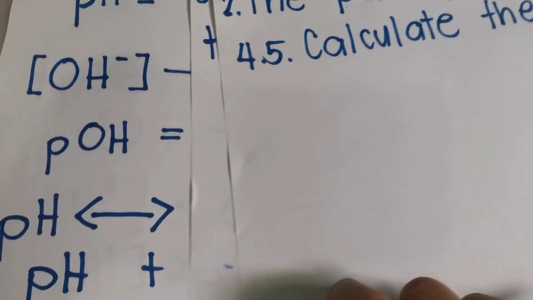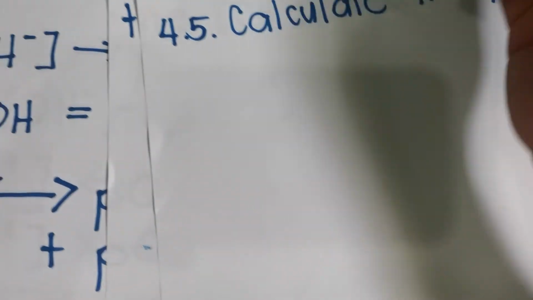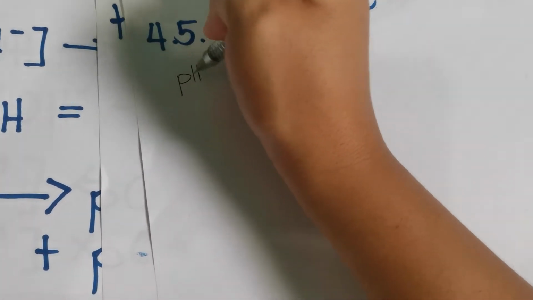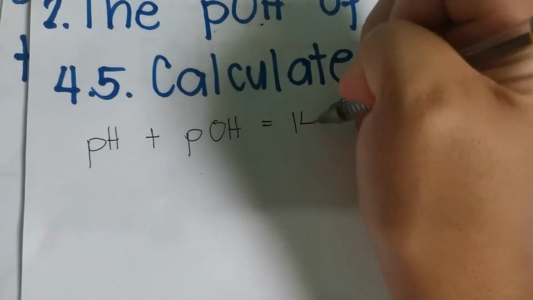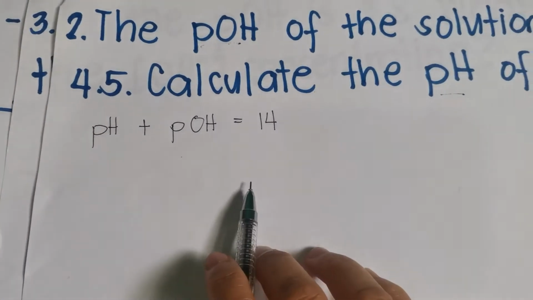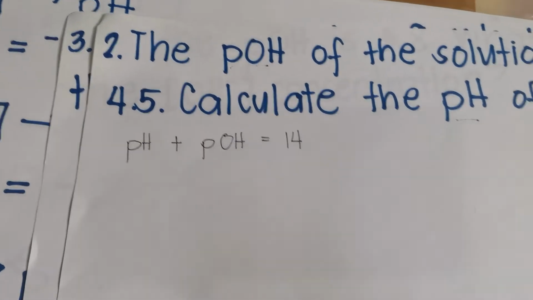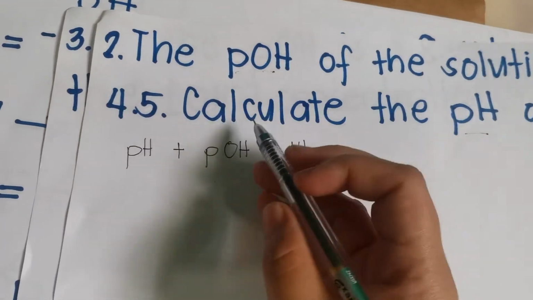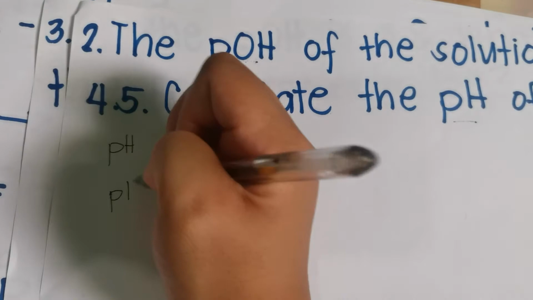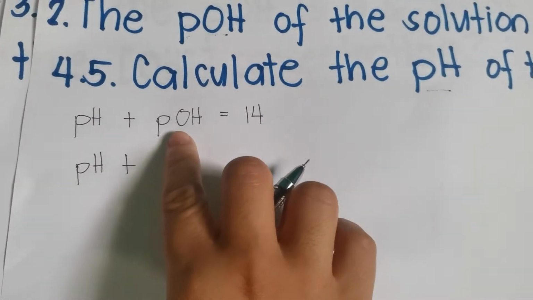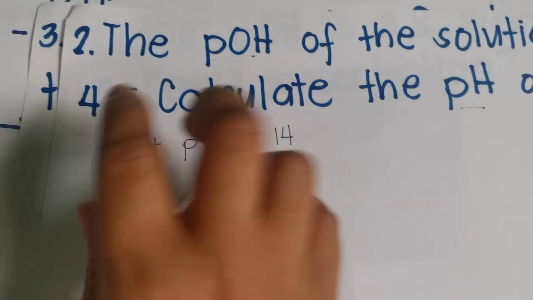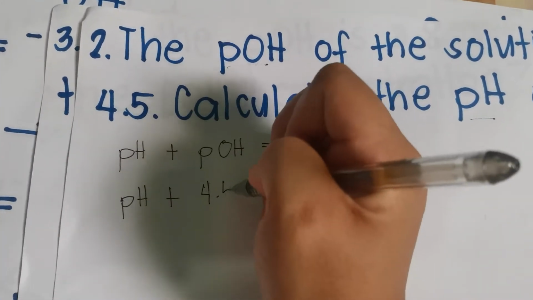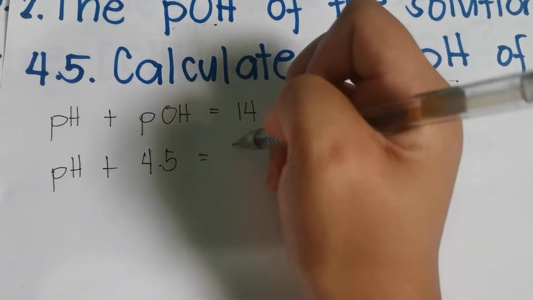So let's go first for the formula. We have pH plus pOH is equal to 14. Now, this is the formula that we use. Next is to substitute all the given. So we have the pH, which is the one we are going to find, plus the given pOH, which is 4.5, equals 14.